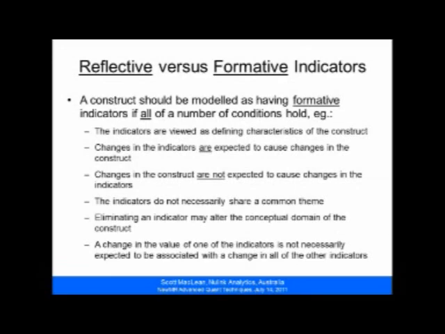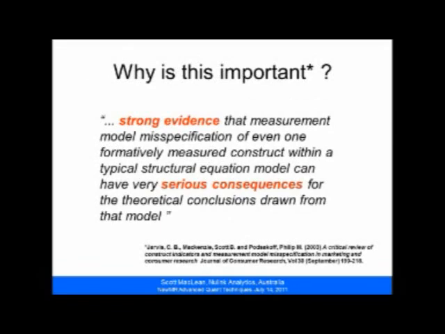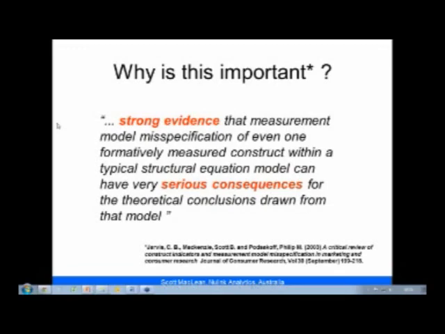With a reflective model, we'd expect indicators to be associated or correlated. With a formative model, there's no requirement for that to be the case. We're literally just using the indicators to define the construct. And this is quite an important topic because, as Jarvis et al. in 2003 found, there's strong evidence that if you use reflective instead of formative, and you should have used formative, you can get an outcome which has quite serious consequences for the conclusions drawn from the model.